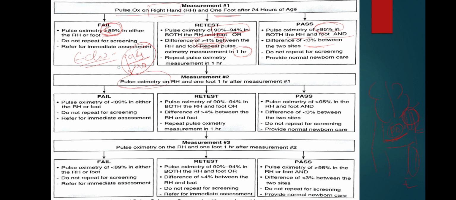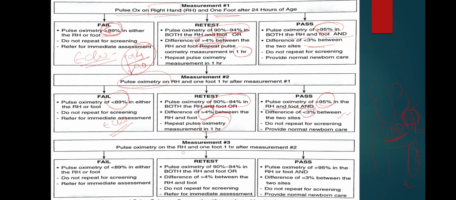And if the saturation is less than 89% in either the right arm or the foot, then the child is suffering from congenital cyanotic heart disease. If again it is showing saturation of 90 to 94% or the difference is more than 4%, then again we have to do pulse oximetry after 1 hour. And if the saturation is more than 95% in both the right hand and foot, and the difference is less than 3%, then the child has a normal heart.